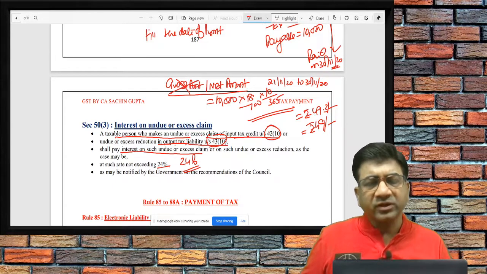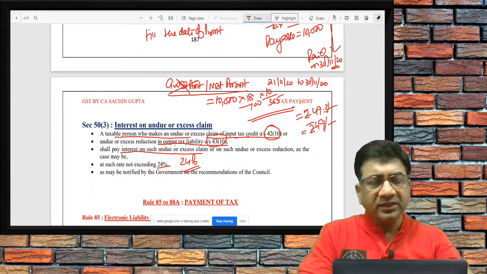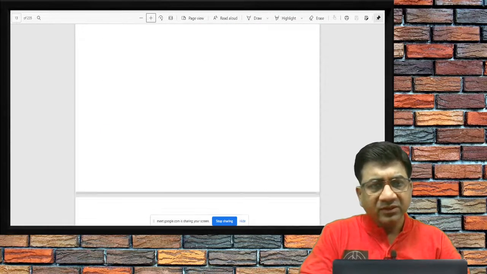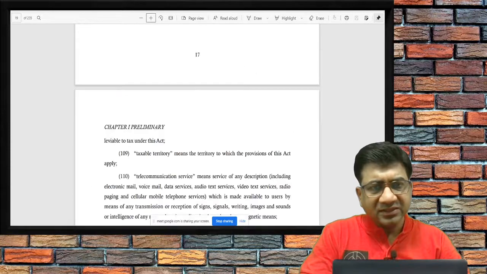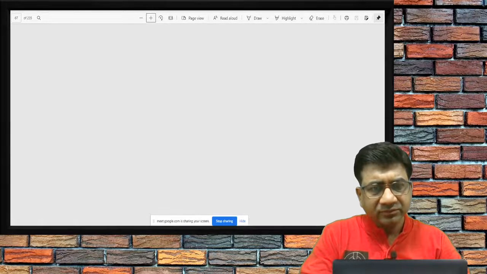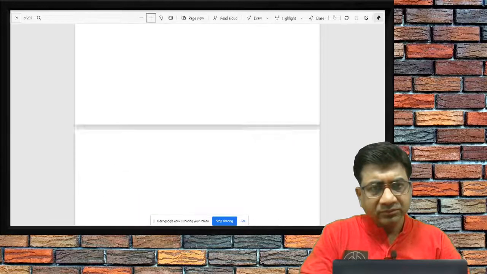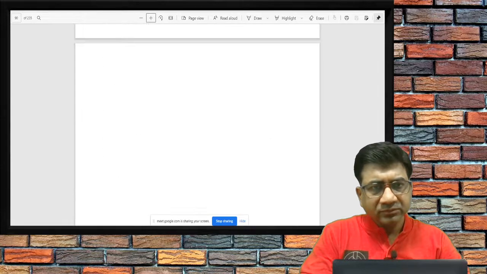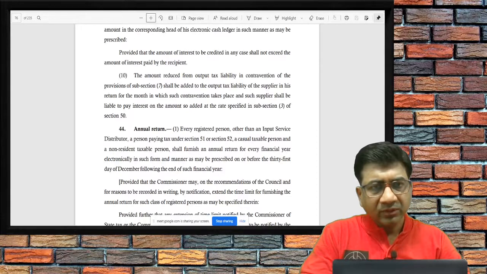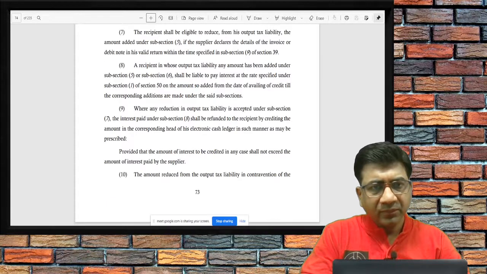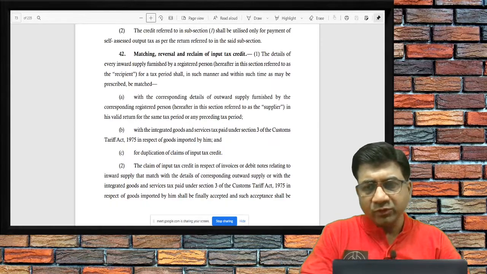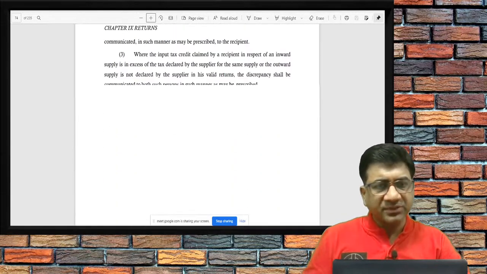42(10) and 43(10). So we need to go to the CGST Act. I have opened it. 42(10), guys, 42(10). Here, 42, subsection 10.